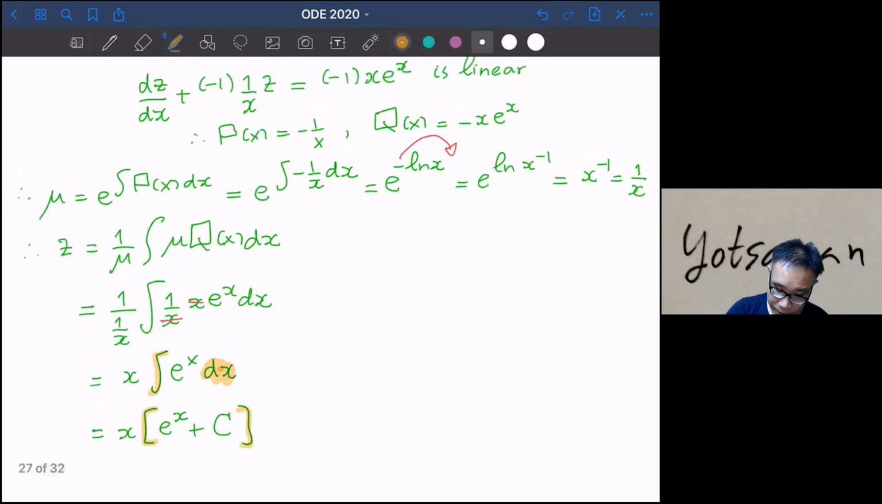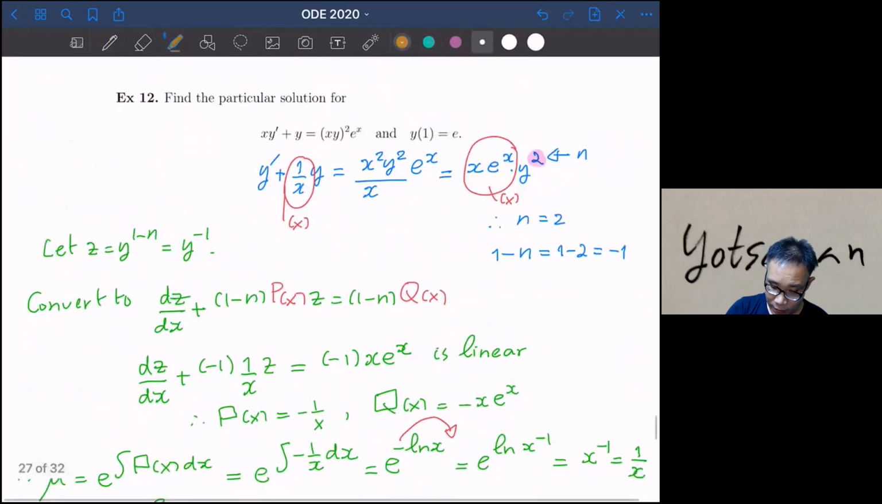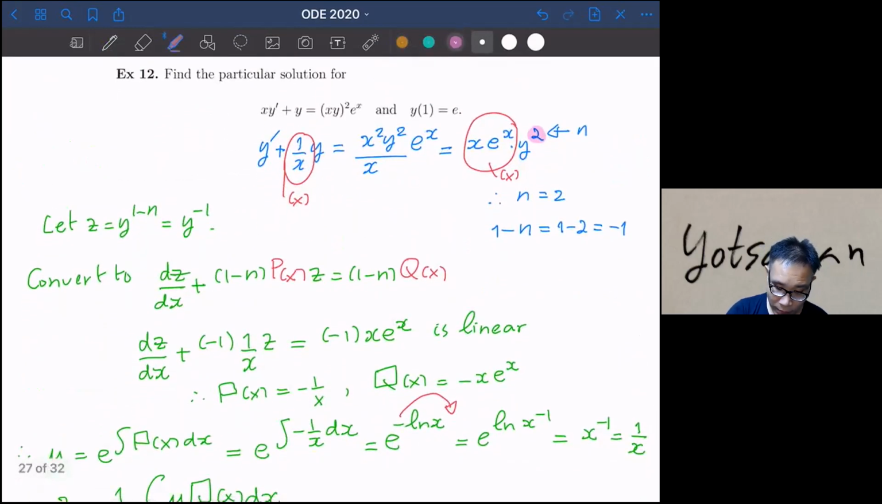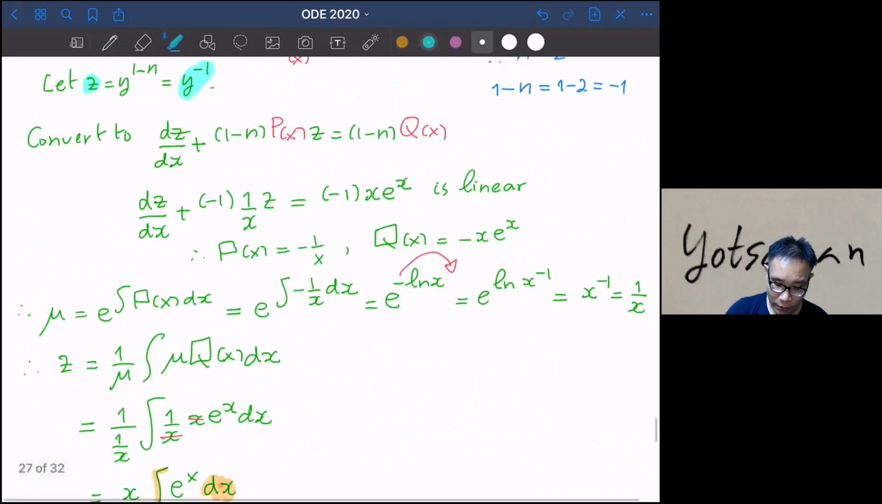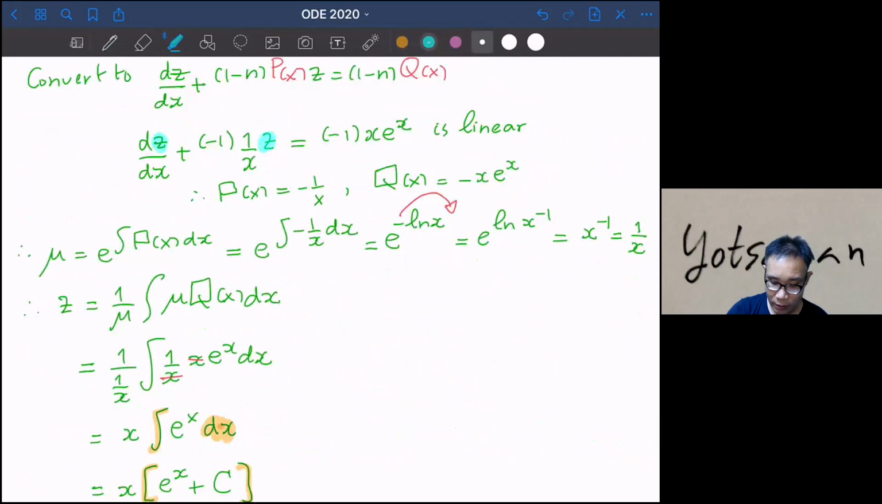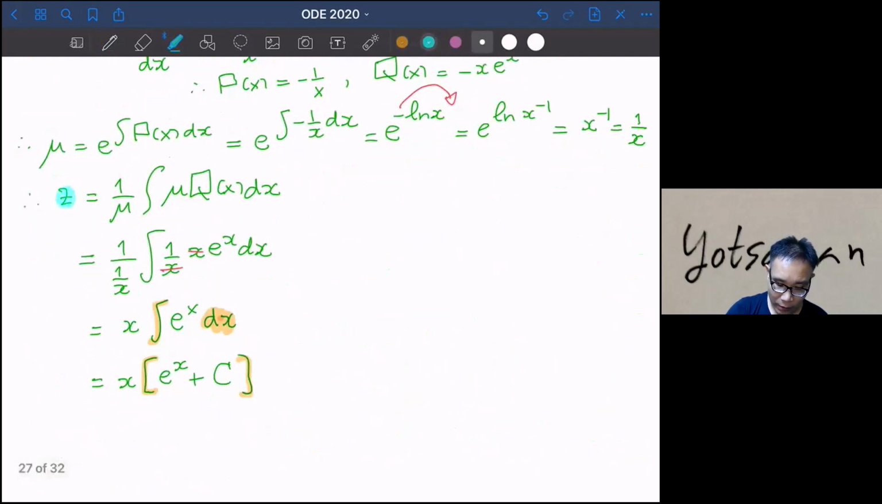So what is z? z equal to y to the minus 1. So you have z equal to y to the minus 1, and you have z here. So the final answer will be y to the minus 1 equals x times (e to the x plus C), in terms of your y and x.